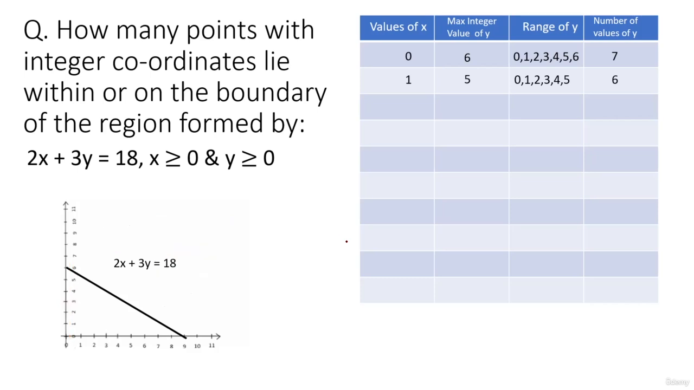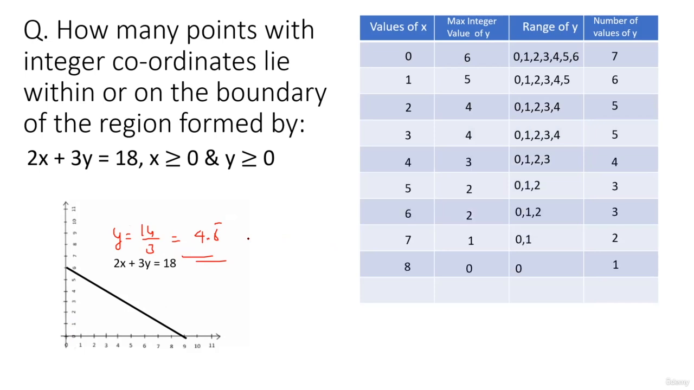We can go on doing this, putting in values of x and finding the corresponding values of y. If you put x equal to 2, you get 2 into 2 is 4, so 4 plus 3y equals 18. That means y is equal to 14 upon 3, which is 4.6 recurring. So the maximum integer value y can take is 4, so from 0 to 4 there will be 5 values. If you put x as 3, you get 2 times 3 is 6, so 3y equals 12. The maximum value of y is again 4, so you have 5 possible values, 0 to 4.